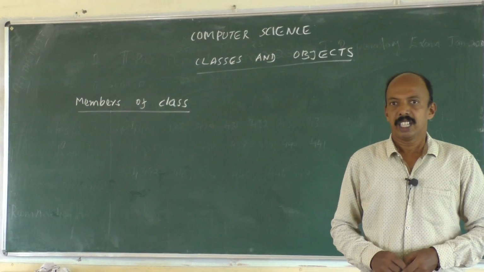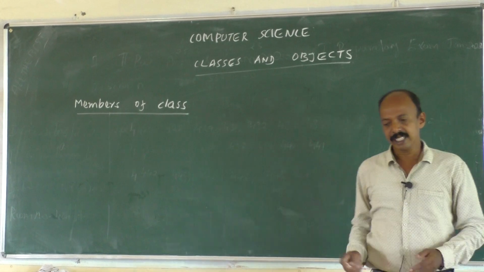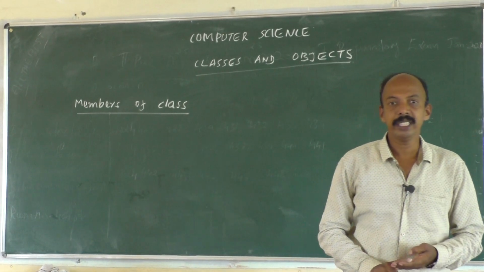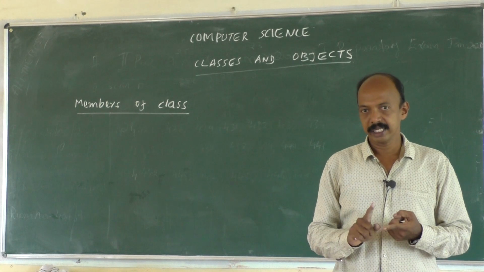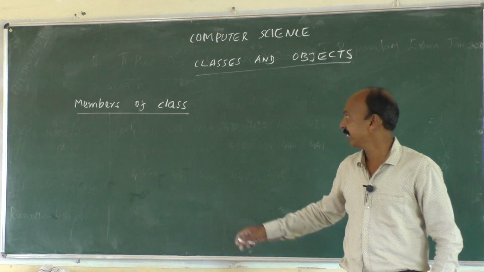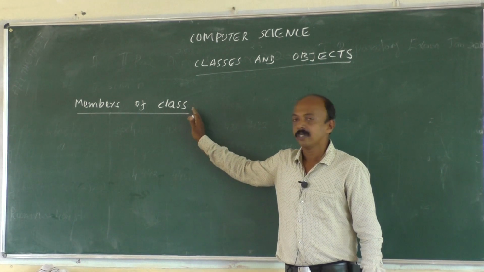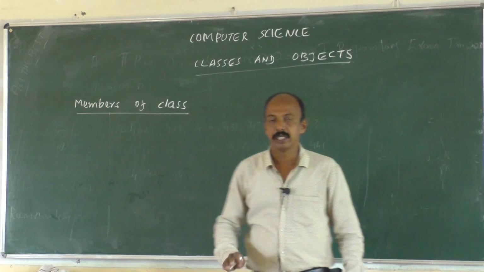Namaste. We shall continue the topic classes and objects. In the last class, we have seen the different types of defining functions in a class. One is inside the class, the other one is outside the class. Today, we shall concentrate on members of the class. Already we have done this, we shall just recall it once.